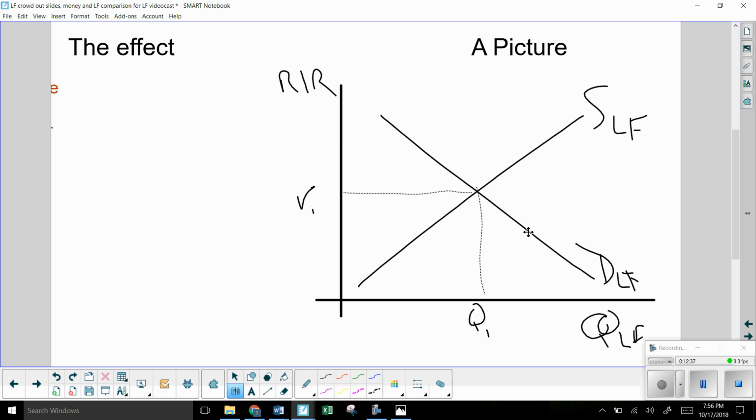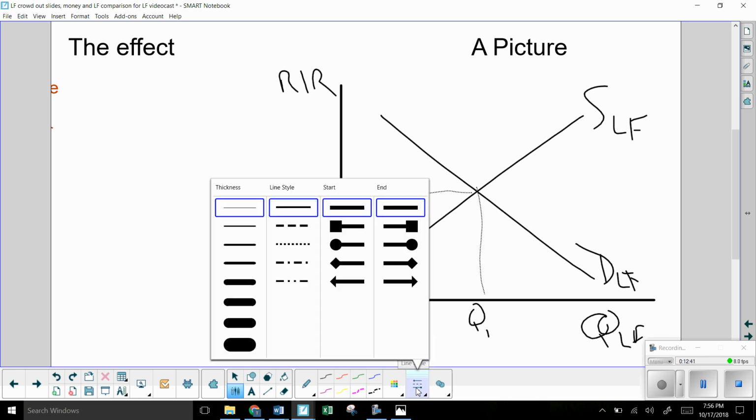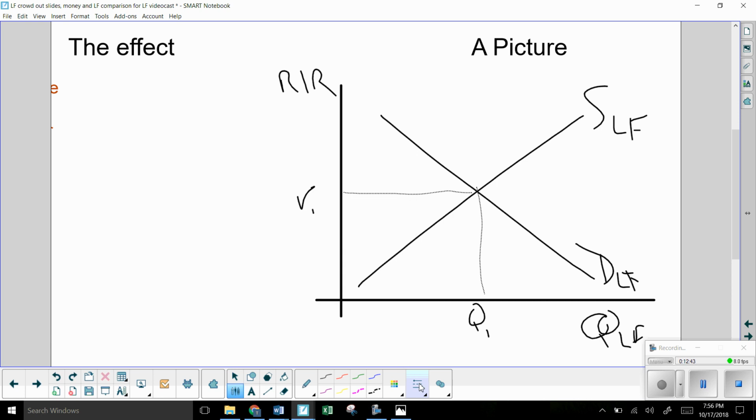And what did we decide here? Well, we said that we were going to get a parallel rightward shift of the demand for loanable funds. So let's go ahead and see if I can draw that in pretty close to parallel here. Okay, so this is DLF2. And let's contrast here. DLF1 was just the private sector borrowers, and DLF2 was the private sector plus government.